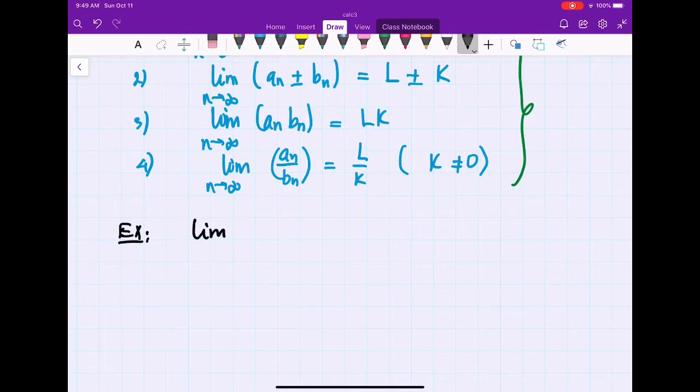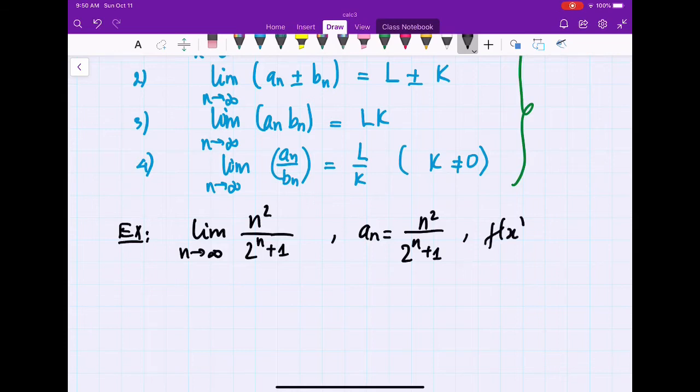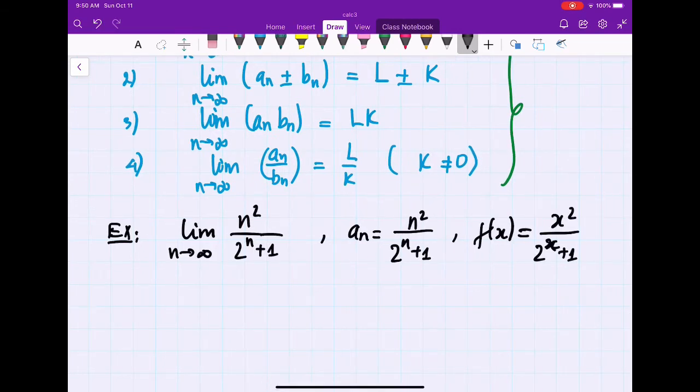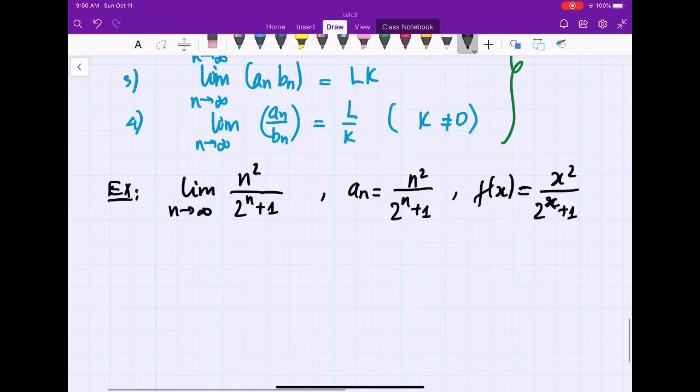We reconsider the following limit: the limit of n squared over 2 to the n plus 1, as n approaches infinity. Of course, in this case a_n is n squared over 2 to the n plus 1, and f of x is x squared over 2 to the x plus 1. We solved this limit and saw that it equals 0 using comparison, right? But again, in this example, we will show that the limit is equal to 0 using L'Hopital's rule. We know this rule already.